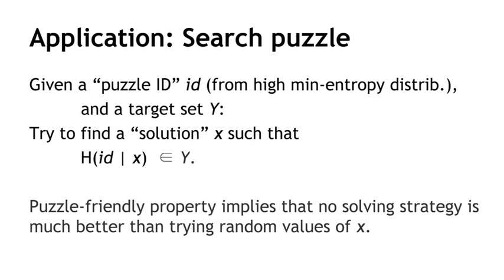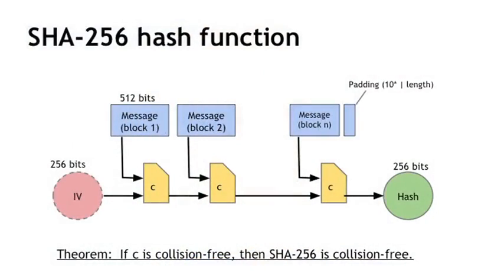OK, so we've talked about 3 properties of hash functions and 1 application of each of those. Now let me talk just very briefly about the particular hash function we're going to use. There are lots of hash functions in existence, but this is the one Bitcoin uses, and it's a pretty good one to use. It's called SHA-256, and it works like this.